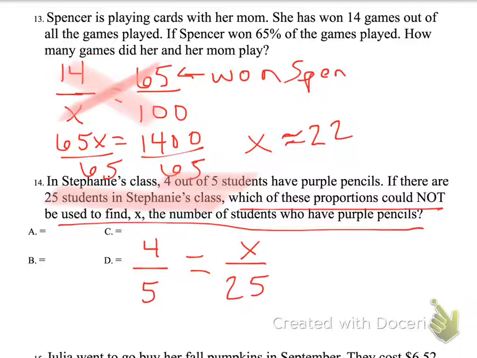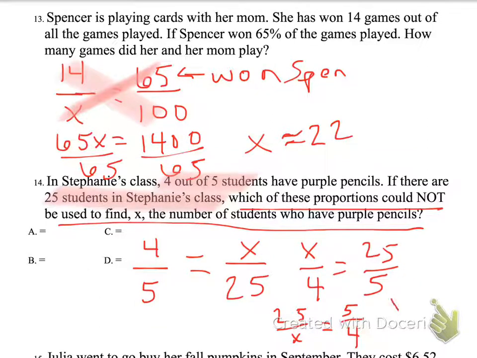You could also write this ratio as x over 4 equals 25 over 5. You could also write this as 25 over x equals 4 over 5. You could write this as x over 25 equals 80 out of 100. All these ways are the same thing because they're ratios. They can be manipulated but still give you the same answers.